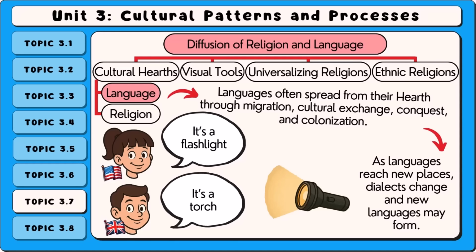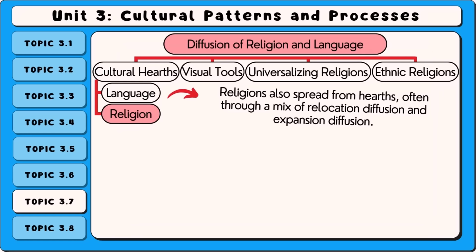Religions also spread from hearths, often through a mix of relocation diffusion, which is people moving, and expansion diffusion, which is beliefs spreading without people moving. The way a religion spreads depends on its practices and beliefs. For example, some religions actively seek new followers, while others are passed down through family and tradition. We'll go deeper into how the different types of religions spread later in this lesson.